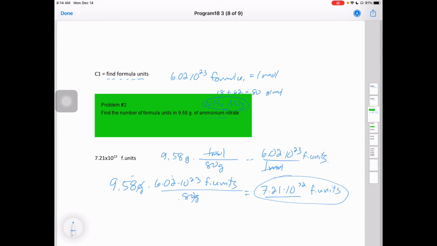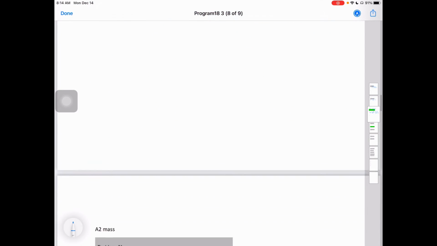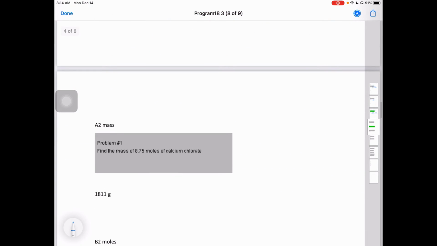Okay, so I've worked 3 with you. Now we're going to work some. The ones I picked didn't have any special polyatomic ions and challenges of writing these compounds. So this one's going to be find the mass of 8.75 moles of calcium chlorate. And I know the mass is right here. You're like, well, how do I get that? We're going to write calcium chlorate. Calcium is a +2. Chlorate is a -1. So I'm going to bring down this 2.